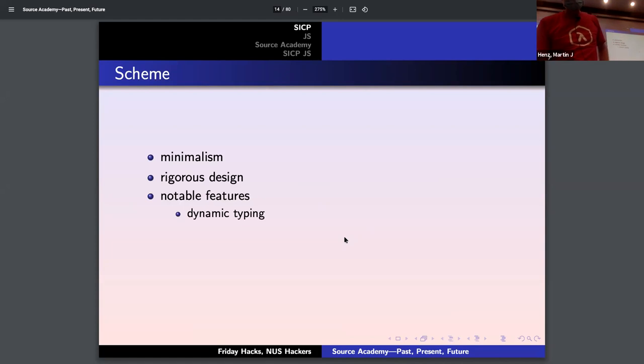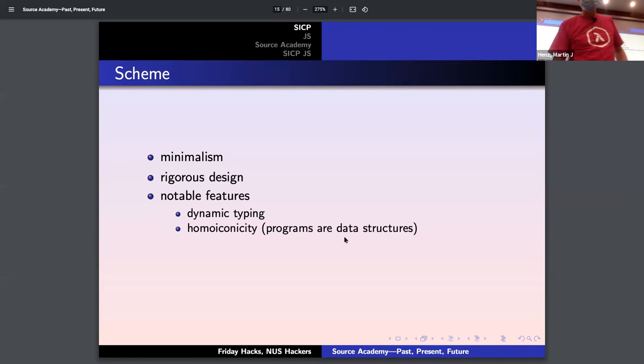And the notable features were dynamic typing, which was different from the mainstream languages at the time, where you had Algol 68, you had Pascal as a result of the Algol effort. And Lisp already deviated from that and basically provided a free data format with still runtime typing.